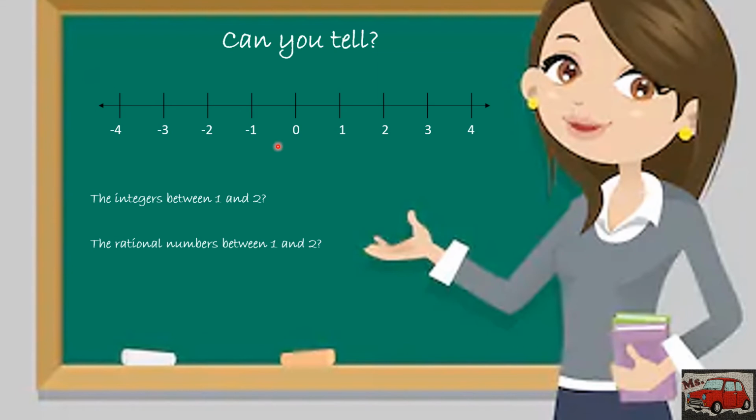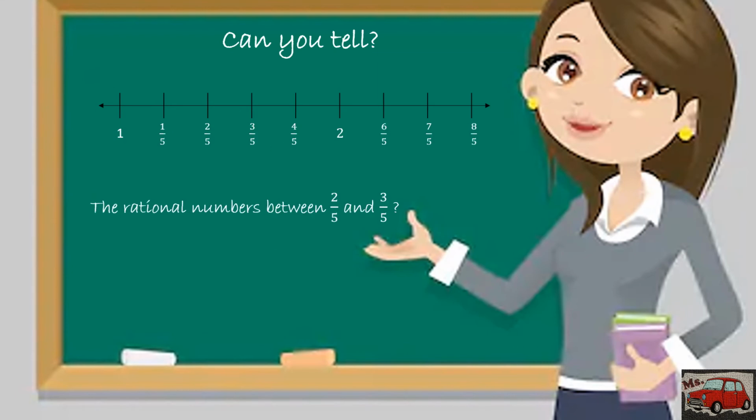Alright, let's find out. Alright, so the rational numbers that we can see between the integer 1 and 2 are these. Alright? But now, my question is, can you tell the rational numbers between 2/5 and 3/5? So this is your 2/5 and this is your 3/5. Can you tell the rational numbers between them?